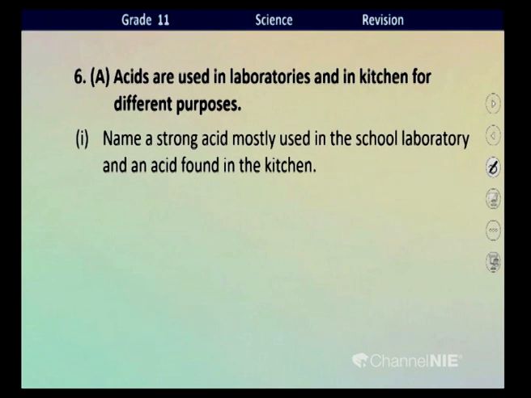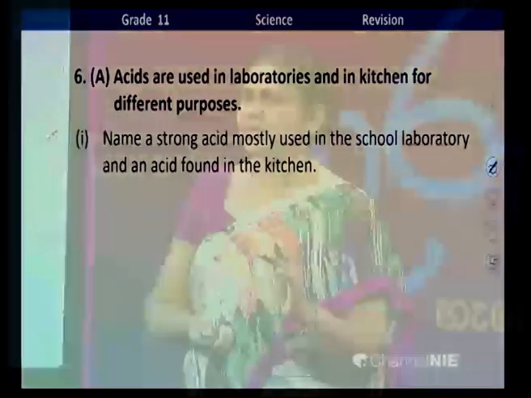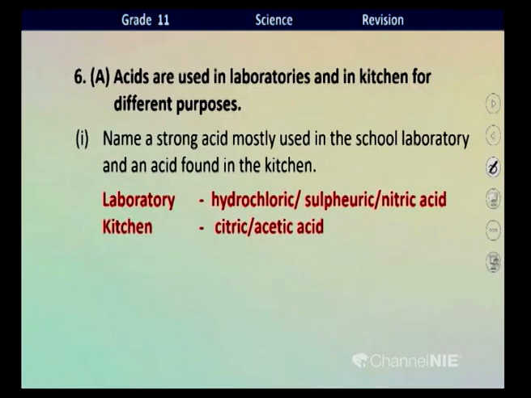Acids are used in laboratories and in the kitchen for different purposes. We know that, right? Name a strong acid mostly used in the school lab and an acid found in the kitchen. First we will go to the acids available in the school lab. Strong acids are sulfuric acid, hydrochloric acid, nitric acid, right? Strong acids. Then what are the acids used in the kitchen? Acetic acid, citric acid.